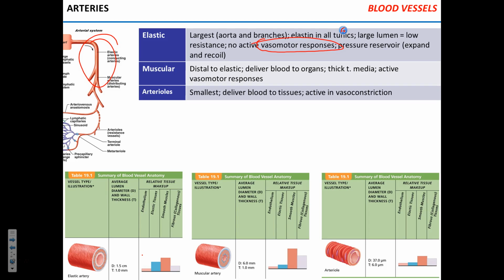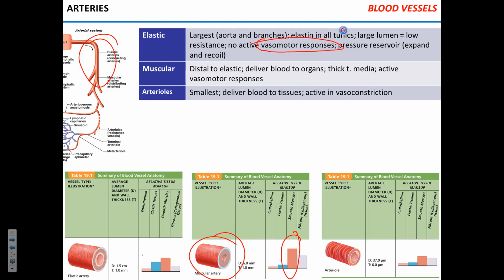Okay? And so they shouldn't. You know? Like, if the carotid artery constricts, you faint, because there's no blood supply to the brain. Does it make sense? Muscular arteries. As you can guess, there's a lot of smooth muscle, okay?